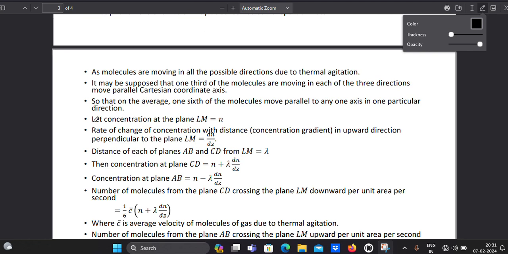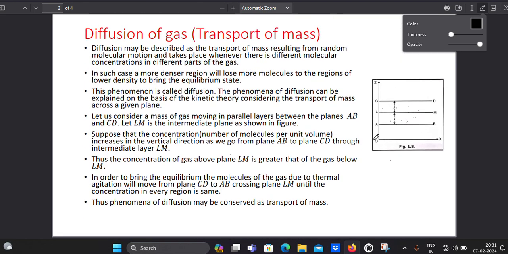Let the concentration at the plane LM, the intermediate plane, be N. N is, as we already know, the number of molecules per unit volume, which is also called density or concentration. Now consider the rate of change of concentration with distance. The concentration changes with respect to distance.